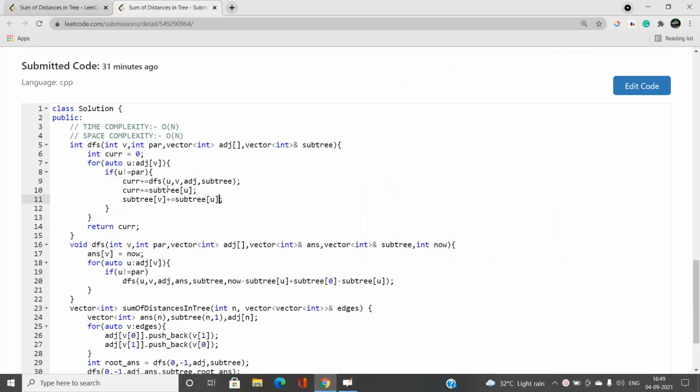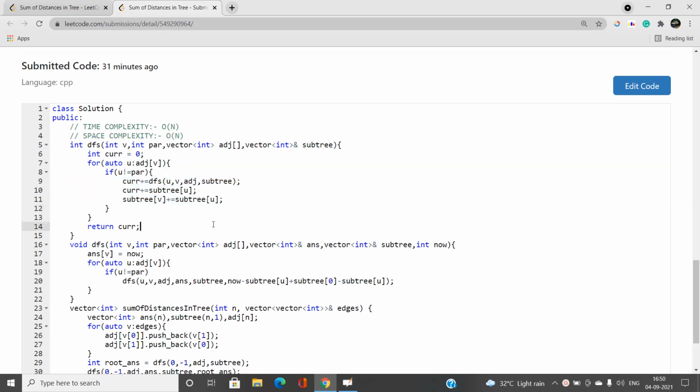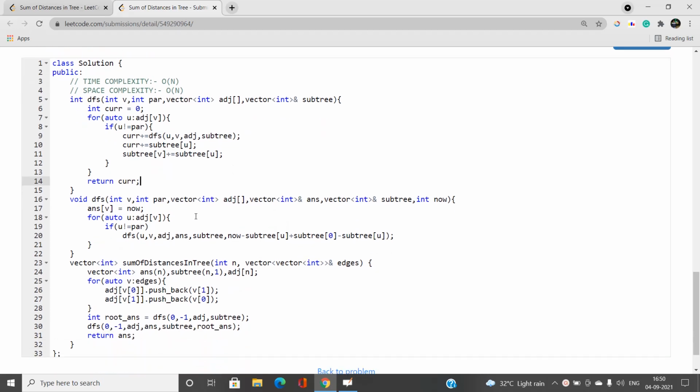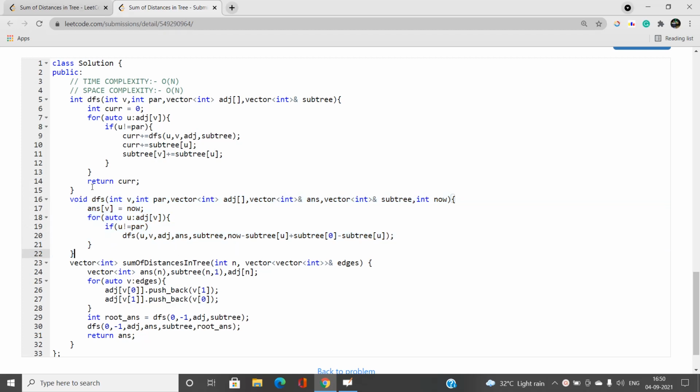If u is not equal to parent, current plus equal to answer for all those child nodes, and we need to increment our answer by the subtree values also. This is what we are going to do: subtree of v plus equal to subtree of u. And we are also incrementing the current size of the subtree for the node v. So the main thing that is going to run is this DFS function. You can see that I've named these two functions the same because it doesn't matter; the parameters are going to be different, the prototypes are different.